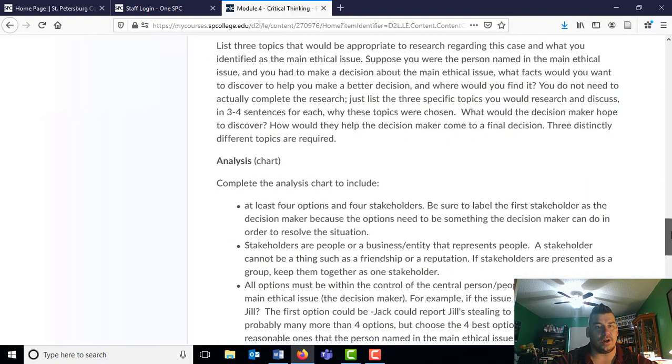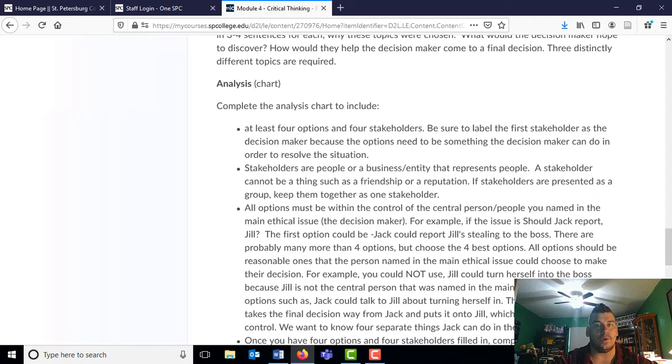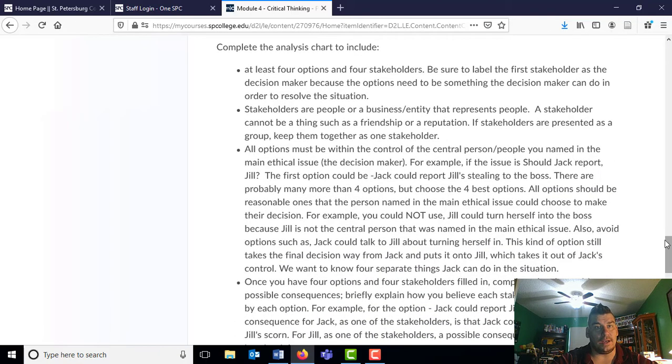And then your analysis chart is a really important part because this is what we're going to need for the rest of the project. You're going to identify at least 4 options and 4 stakeholders. Now be sure to label your first stakeholder as the decision maker. This is not optional. We need this. Whoever you put at the top of the list is your decision maker. Label them as such and then fill everybody else in, okay?